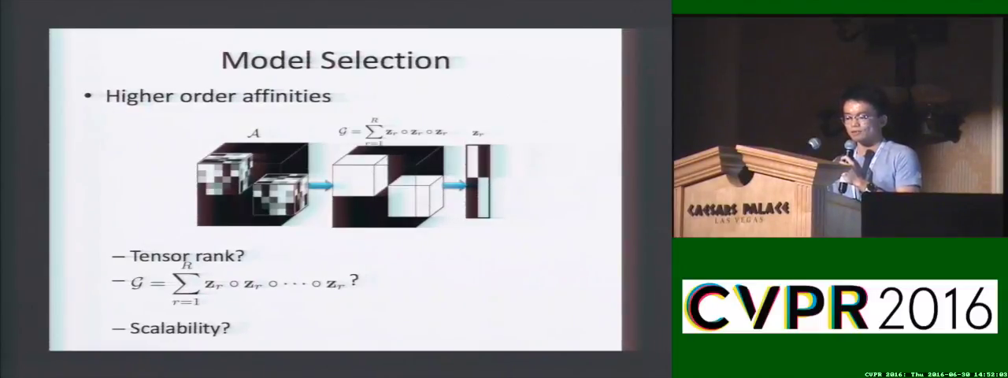Finally, there is also the practical issue of scalability. When the tensor order is large, the number of unknowns in G becomes extremely large. And sometimes even pre-computing and storing the affinity tensor becomes an issue due to the memory constraint in a modern desktop.